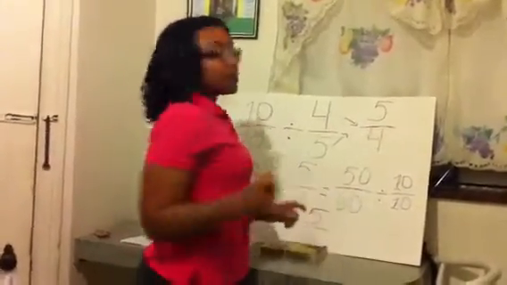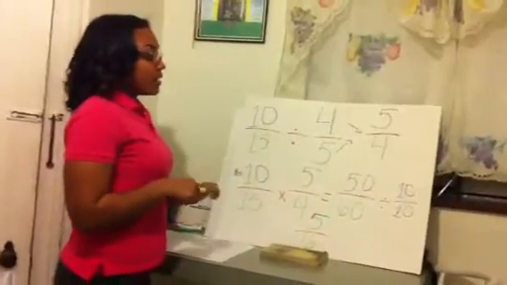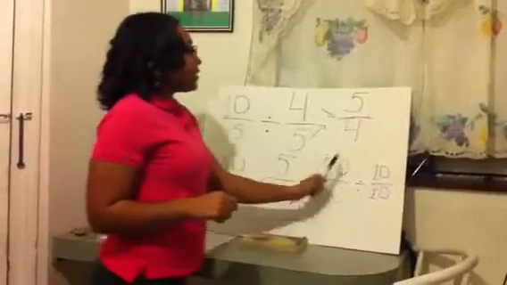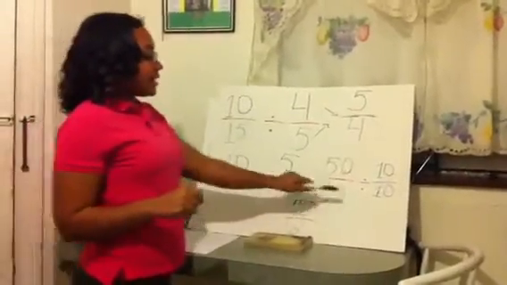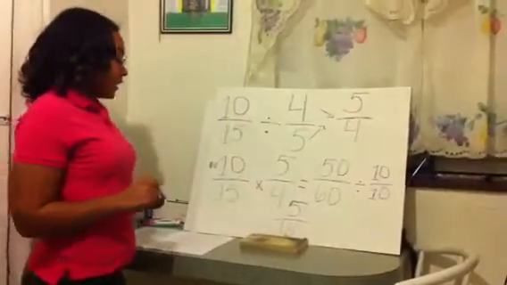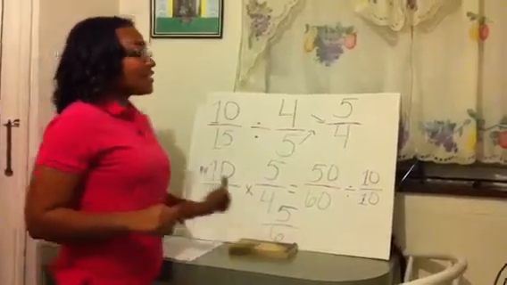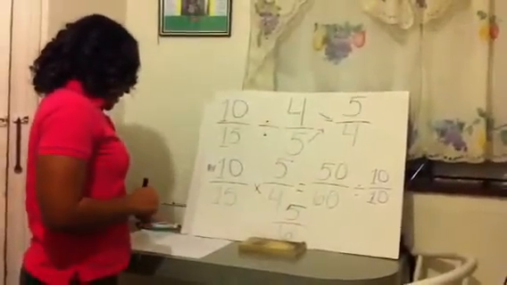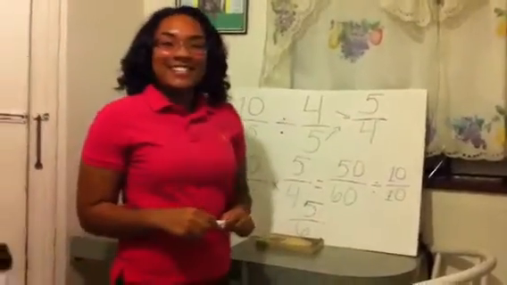But these two can be reduced. They can both be divided by 10. So 50 divided by 10 gives you 5, and 60 divided by 10 gives you 6. And that is the end of the lesson.